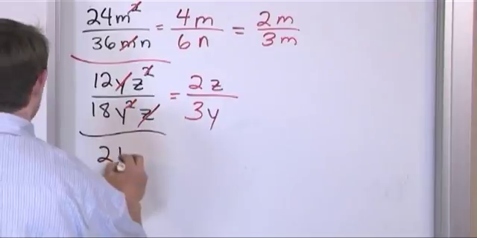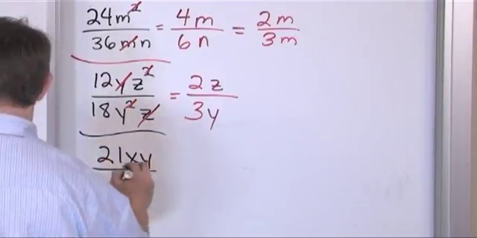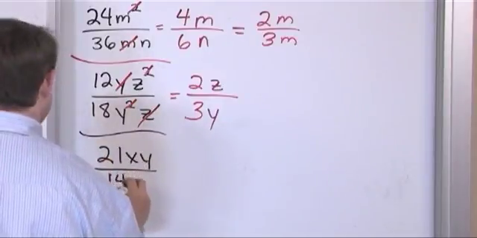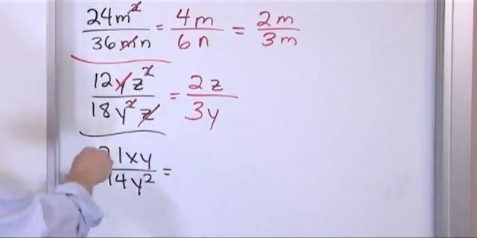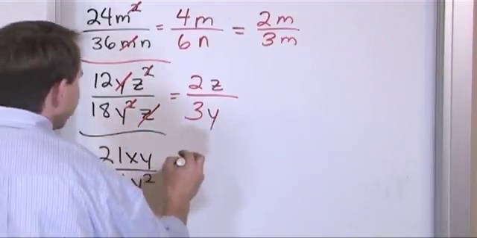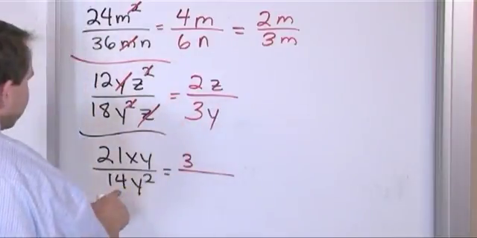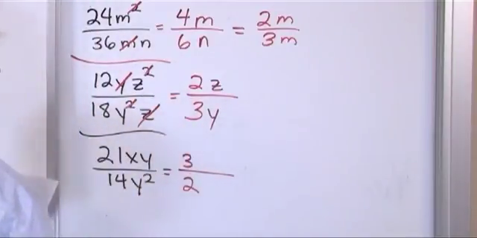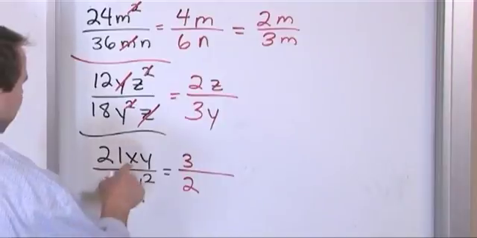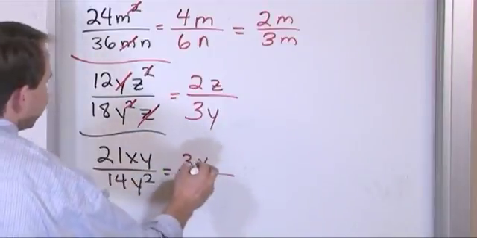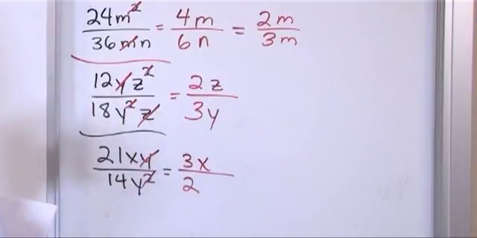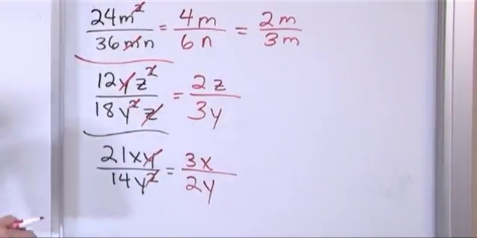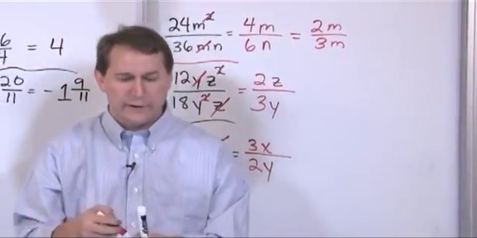And the final problem is 21xy over 14y squared. So I start looking at the numbers and I see right away I can divide by 7. So 21 divided by 7 is 3. 14 divided by 7 is 2. And I start looking at cancellations. Well, x doesn't cancel with anything, so x stays on the top. This y can cancel with one of these two y's, leaving me with the y on the bottom. So 3x over 2y.